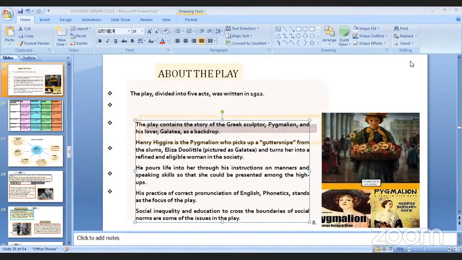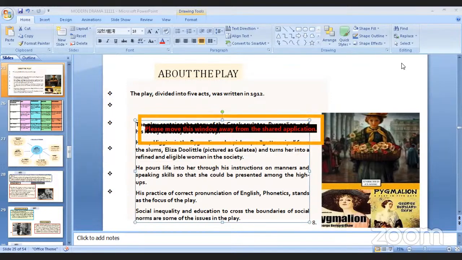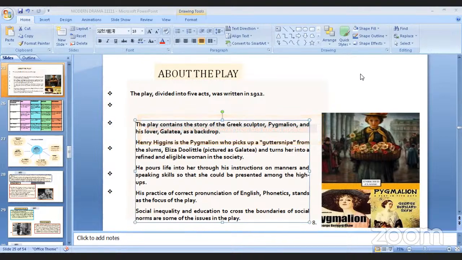Henry Higgins is the Pygmalion who picks up a guttersnipe from the slums, Eliza Doolittle, and turns her into a refined and eligible woman in society. He pours life into her through his instructions on manners and speaking skills so that she could be presented among the high-ups. Now, his practice of correct pronunciation of English phonetics stands as the focus of the play. Social inequality and education to cross the boundaries of social norms are some of the issues in the play.